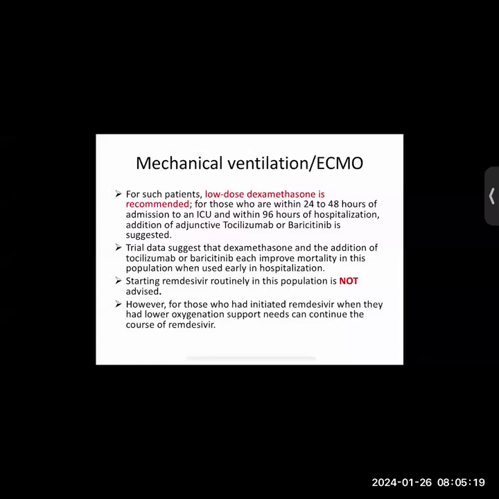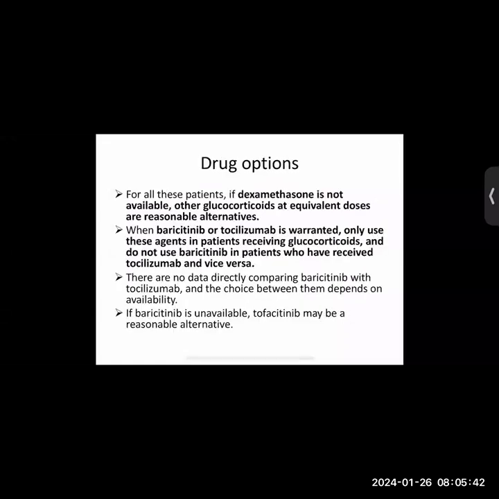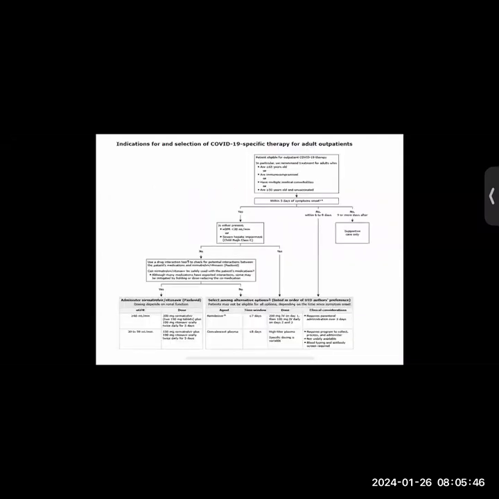Okay, so for those that require mechanical ventilation, low dose dexamethasone is actually recommended in them. In such patients, we're not expected to start remdesivir. But for those that are on remdesivir, it can be continued, whereby low dose dexamethasone could be added. Next slide, please.